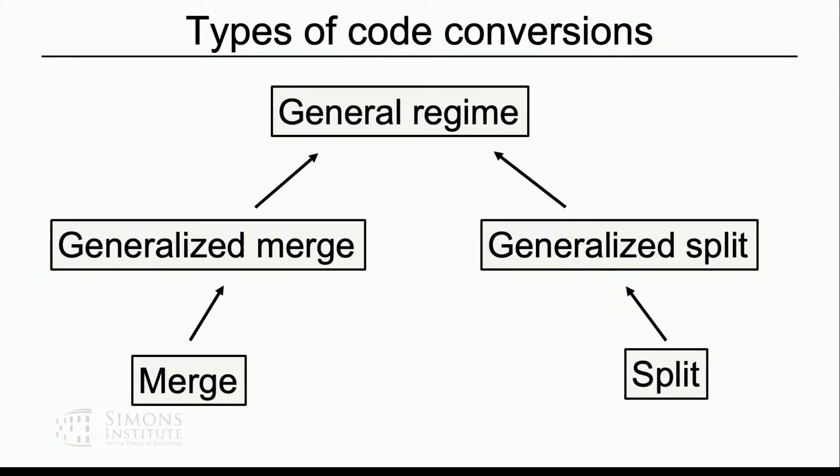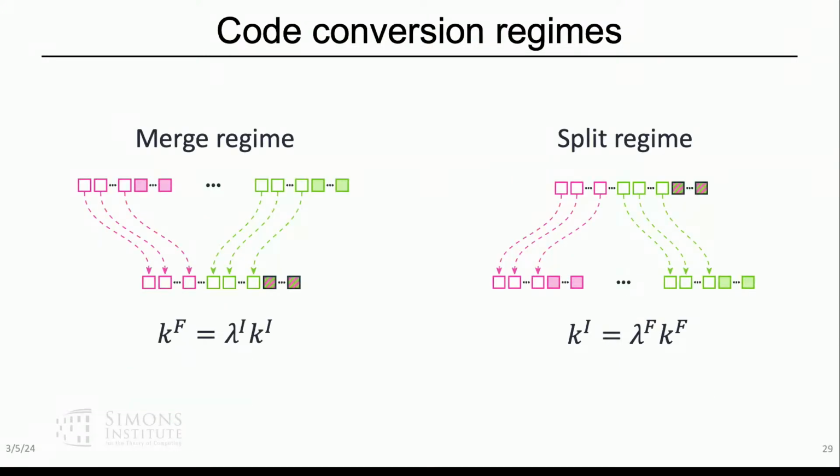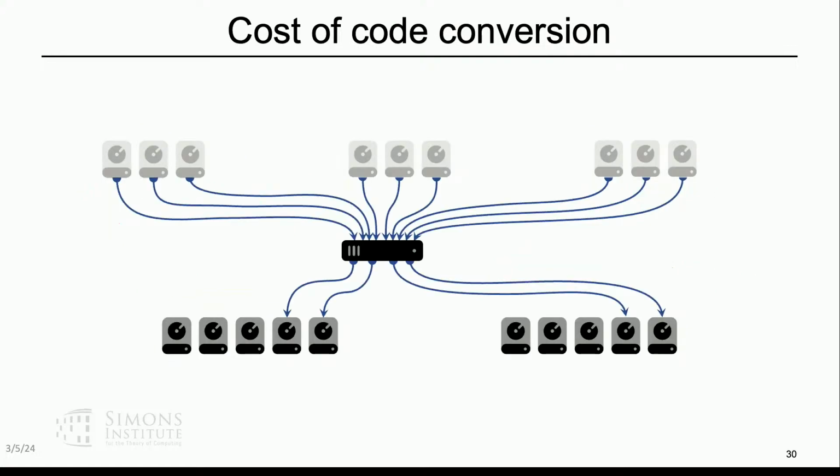And once you have constructions for all these things, we can combine them to enable conversions from any parameters to any parameters. And as I just mentioned, merging is merging multiple code words into one final. So k_F will be some lambda_I times k_I. Split is the opposite. You take one code word and split into multiple. So here k_I will be some multiple of k_F. Okay, so that's the taxonomy of different classes of conversions.